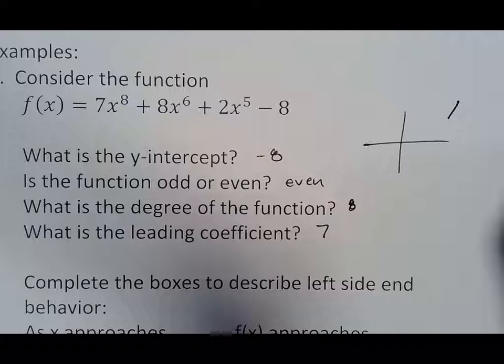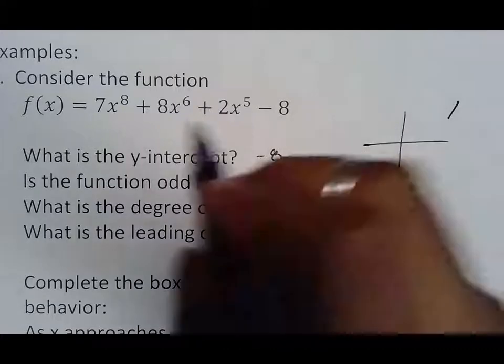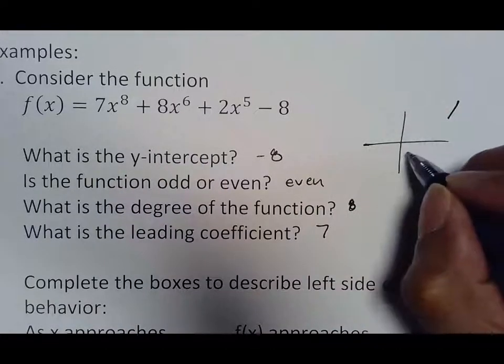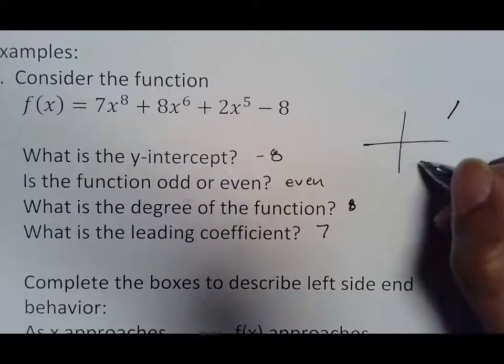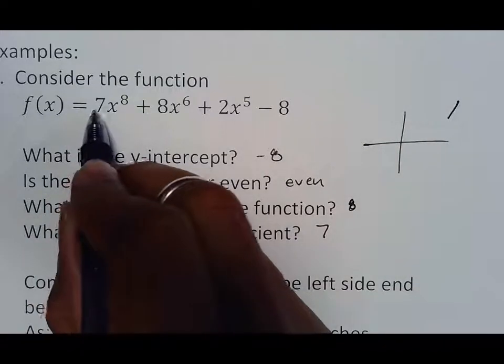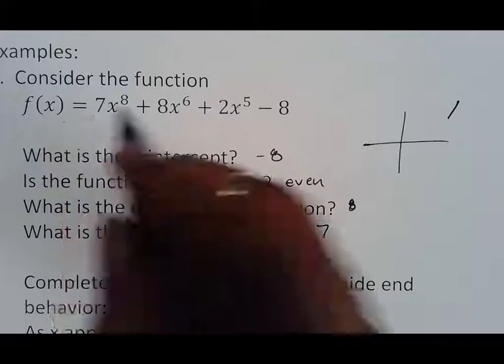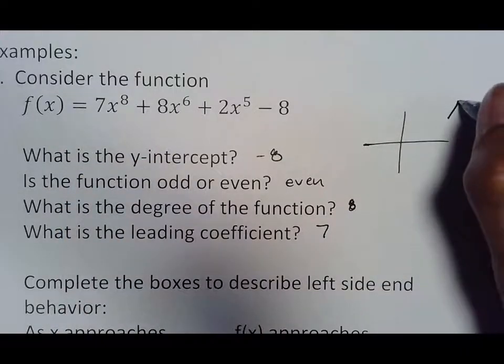Everything else after that is up to you. So again, if it's positive, think about a line. If it's got a positive slope, it's going up. If it's negative slope, it's going down. So since it's a positive 7, because it's a positive leading coefficient, that means it's going to make everything go up. So it's coming from here.